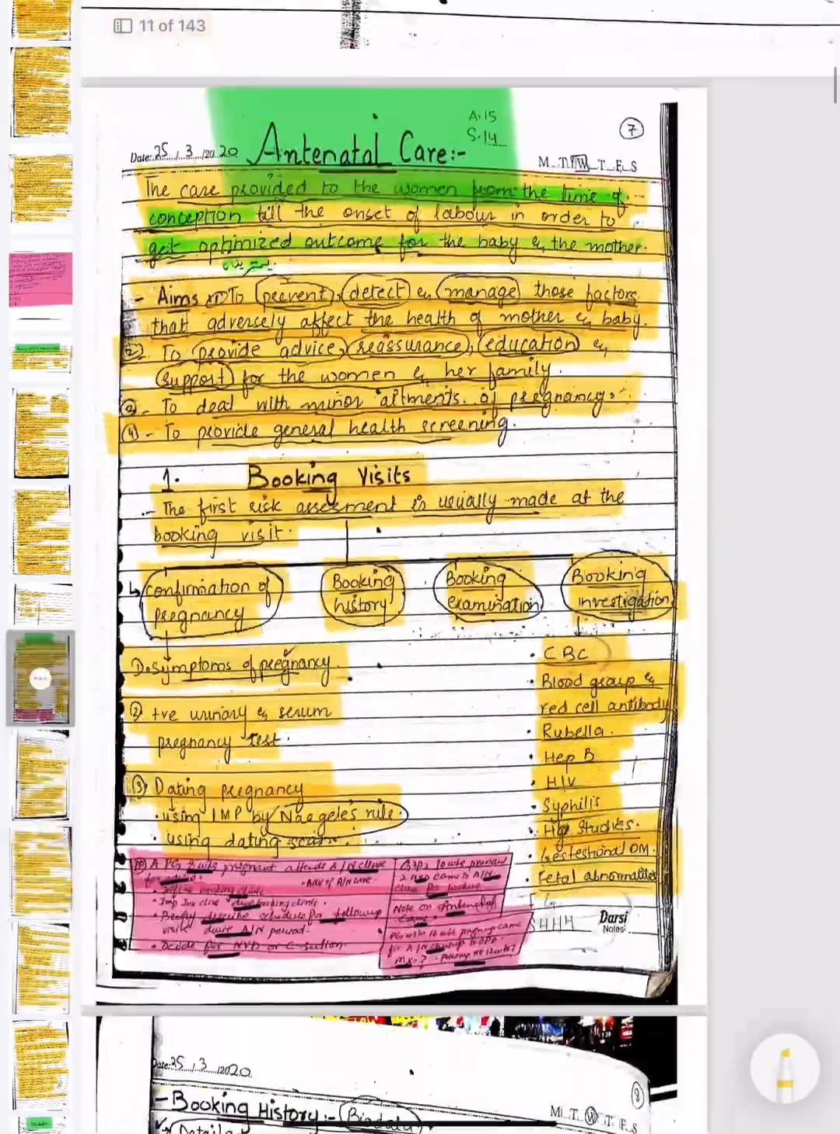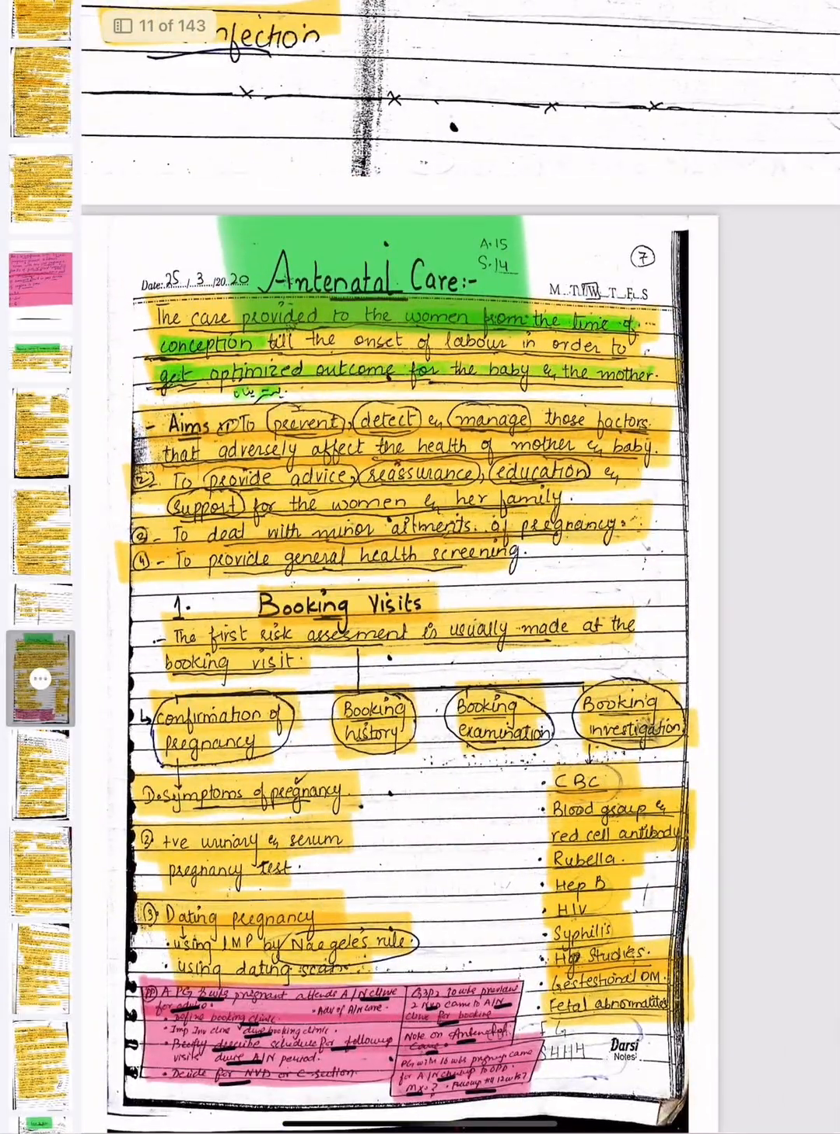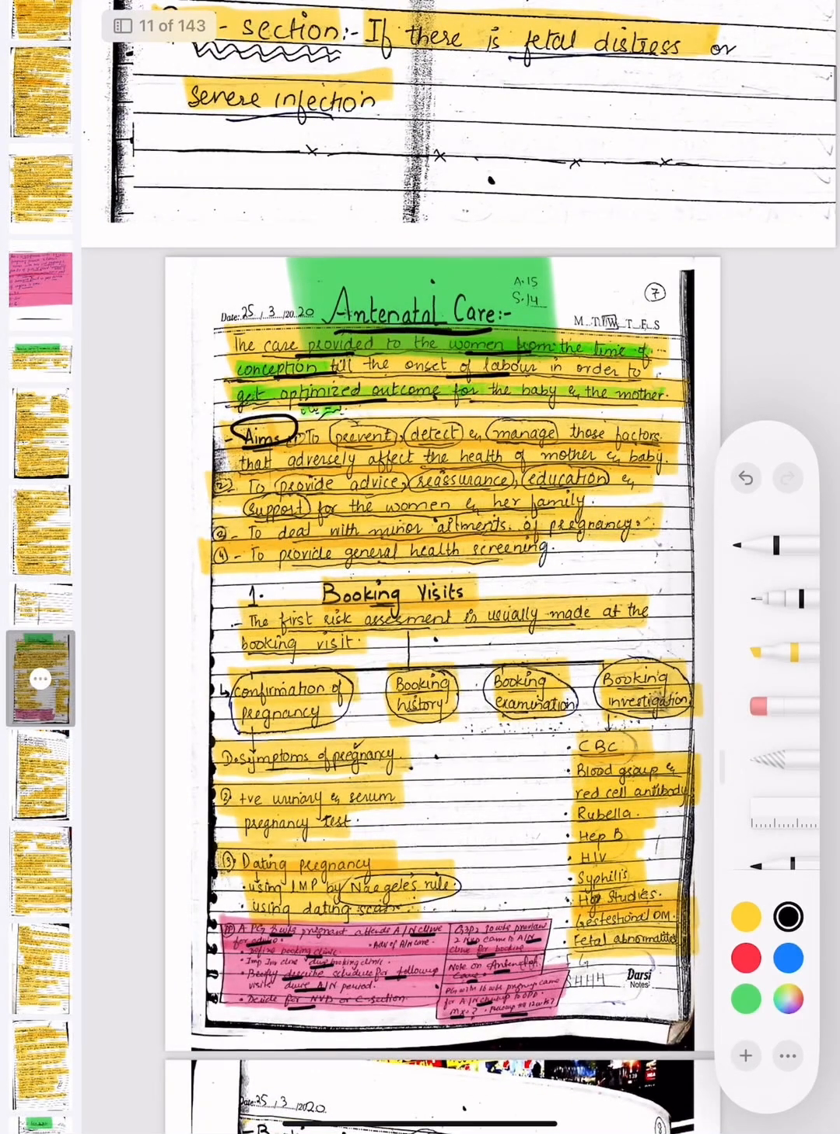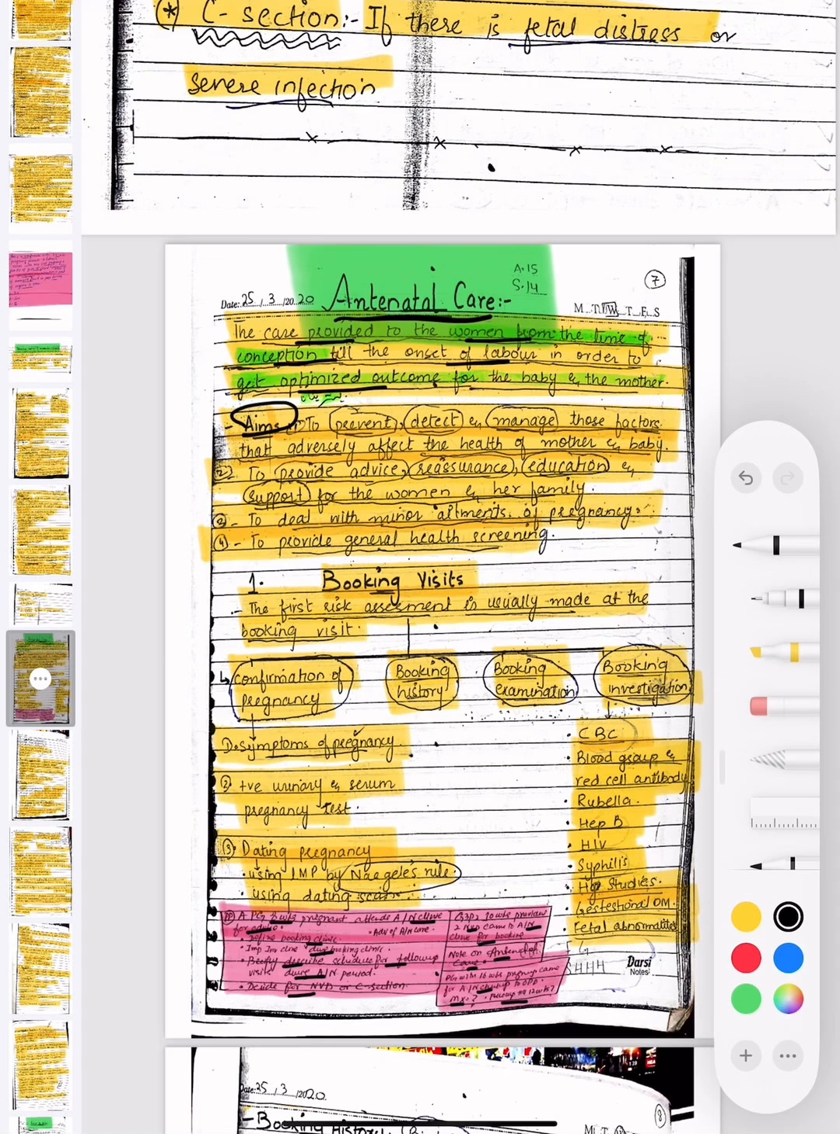Okay, so we have discussed the topic of antenatal care, and let's revise what we have learned up till now. First of all, we discussed its definition, that is, what antenatal care is. It is the care provided to the woman from the time of conception till the onset of labor in order to get the optimized outcome for the baby and the mother. Then we discussed the aims of antenatal care: to prevent, detect, and manage those factors that adversely affect the health of the mother and the baby.